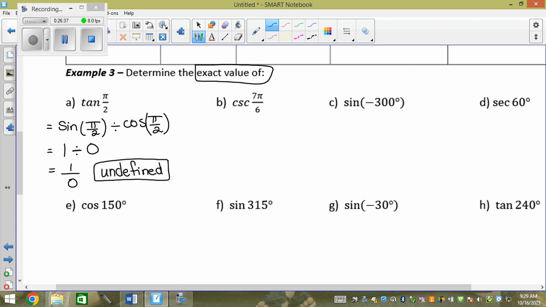Cosecant is 7 pi over 6. So go to 7 pi over 6. What's the coordinate at 7 pi over 6? I want you to tell me it. Negative root 3 over 2, comma, negative 1. Yep. Okay. Cosecant goes with which one? Sine or cosine? What does cosecant go with? Sine or cosine? Sine. So that's what I'm going to box.